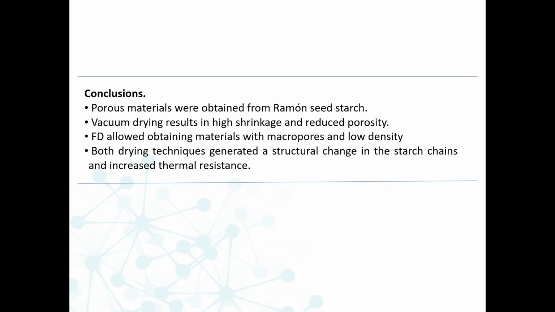As a conclusion, porous materials were obtained from Ramon seed starch. Vacuum drying results in high shrinkage and reduced porosity. Freeze drying allows obtaining materials with macropores and low density. And both drying techniques generated a structure change in the starch chains and increased thermal resistance.